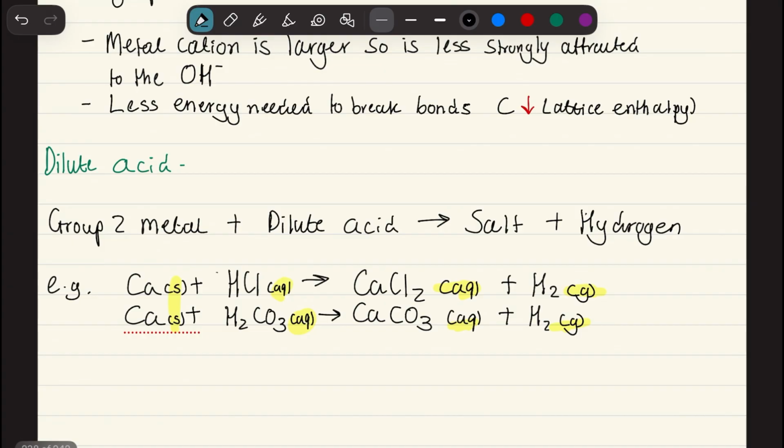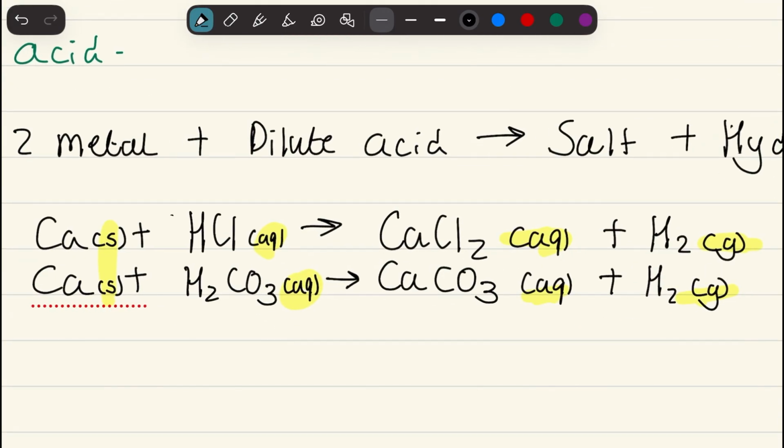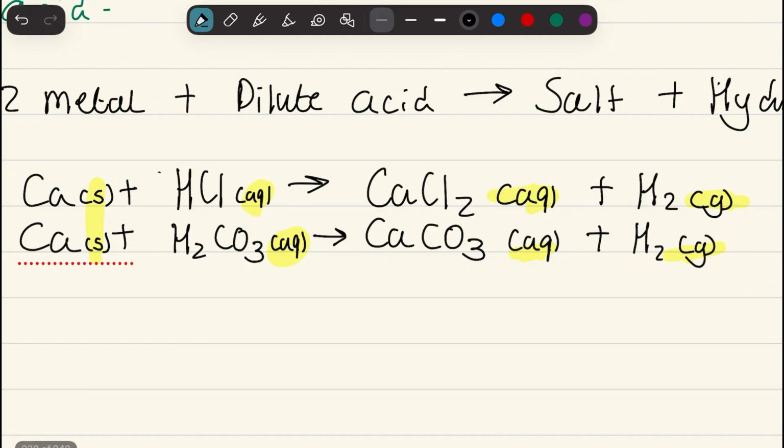When you react with a dilute acid, you're going to form a salt and hydrogen. And remember states: like we said, the metal is solid, the acid is going to be aqueous, the salt is also going to be aqueous, and hydrogen is a gas. The only thing I need to point out is to know whether you're working with a 2+, 3+, 2-, 3-, or 1- ion. For hydrochloric acid, it's Cl minus. For carbonic acid, it's CO3 2-.